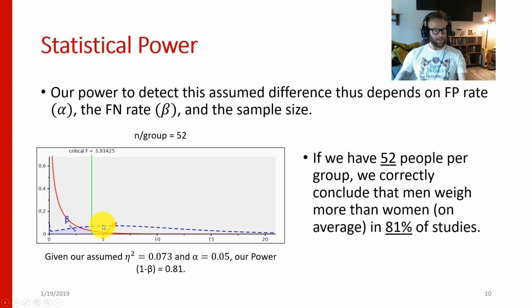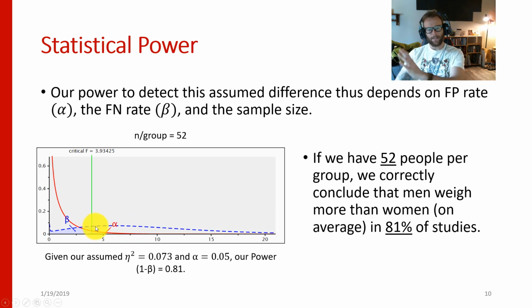So what are the odds, what's the probability of getting an F observed value greater than 3.93? Well, given our eta squared of 0.073 and our sample size, we get an alternative distribution that looks like this. So you can see now our situation is much better. Most of this alternative distribution is beyond the critical value.